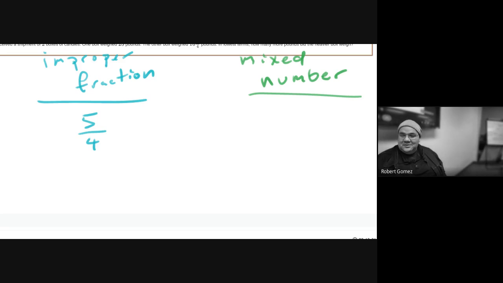So let's take a look at this. I'm going to set this up as a division. Remember, guys, when we set up our division box, the numerator becomes the dividend. The dividend is the number on the inside. The divisor is the number on the outside. So dividend, divisor.